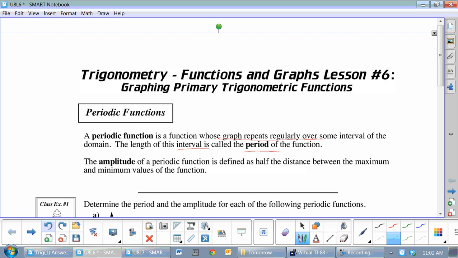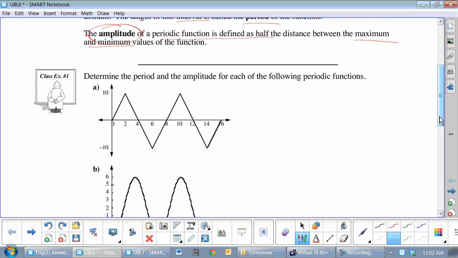Now the amplitude of a periodic function is defined as half the distance between the maximum and the minimum values. Or what it is, from the center of the graph, how high it goes, or how low it goes. Okay? So let's look at these so you can understand.